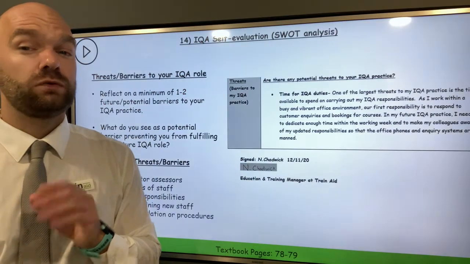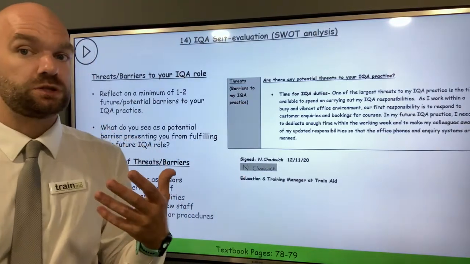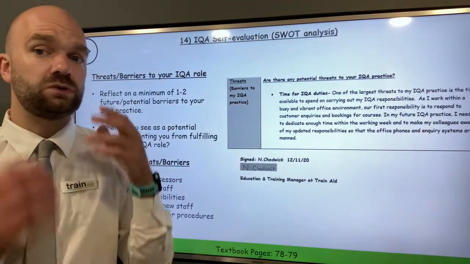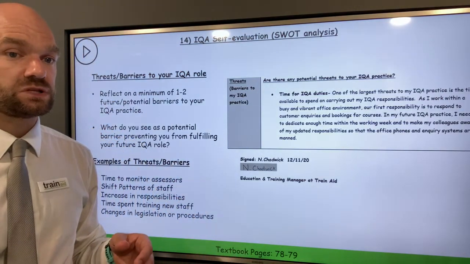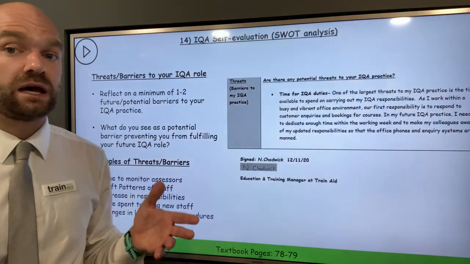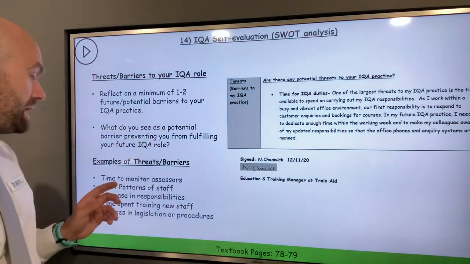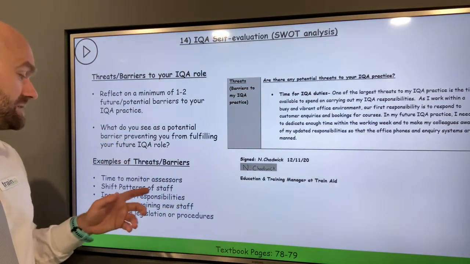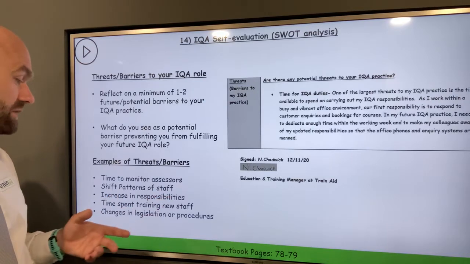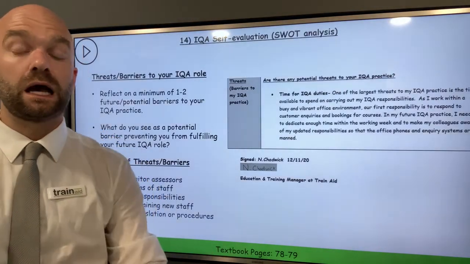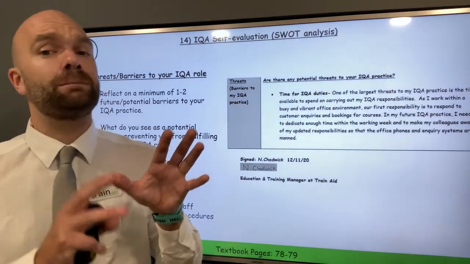Finally, once again, we're thinking of threats or potential barriers to your IQA roles. This is very important that we do consider these threats, and we do hopefully avoid them within our future practice as well. So think of potential barriers that could really derail your IQA practice. Hopefully not. This could be time to monitor assessors, shift patterns of staff, the increase in your own responsibilities, time spent training new staff that could divert you away from your IQA knowledge and responsibilities, and also changes in legislation. So these could be perceived threats.